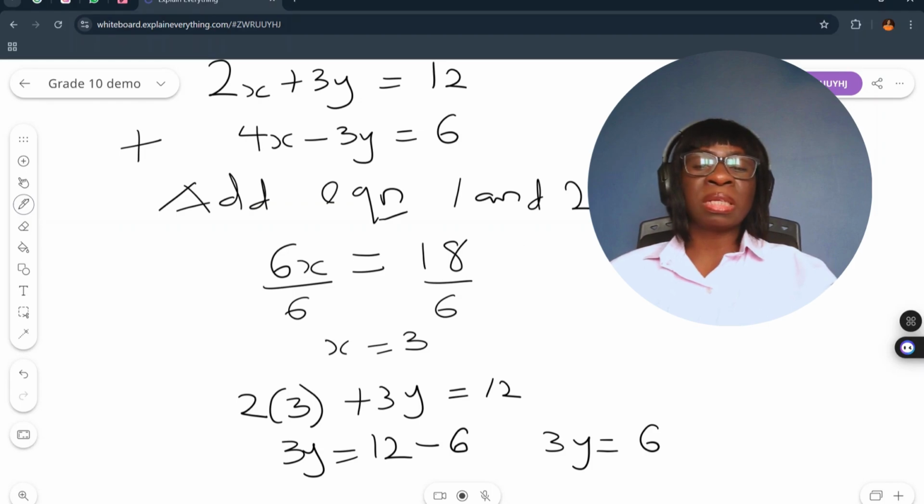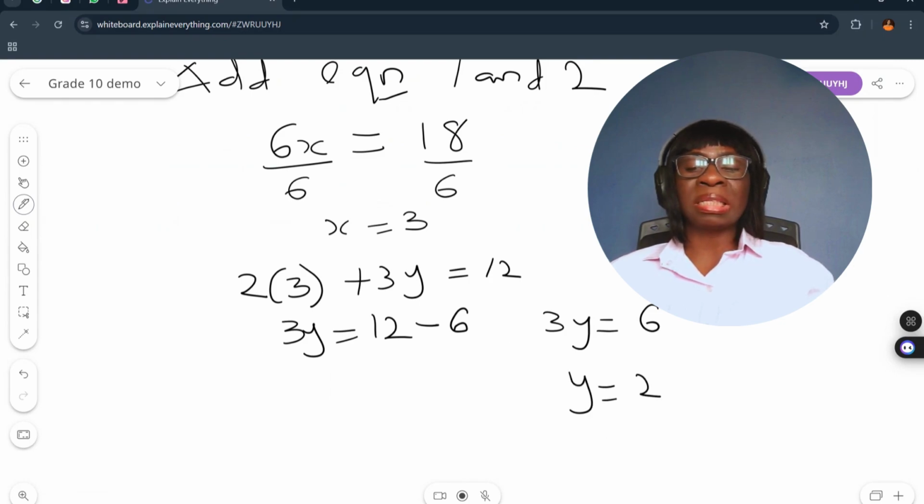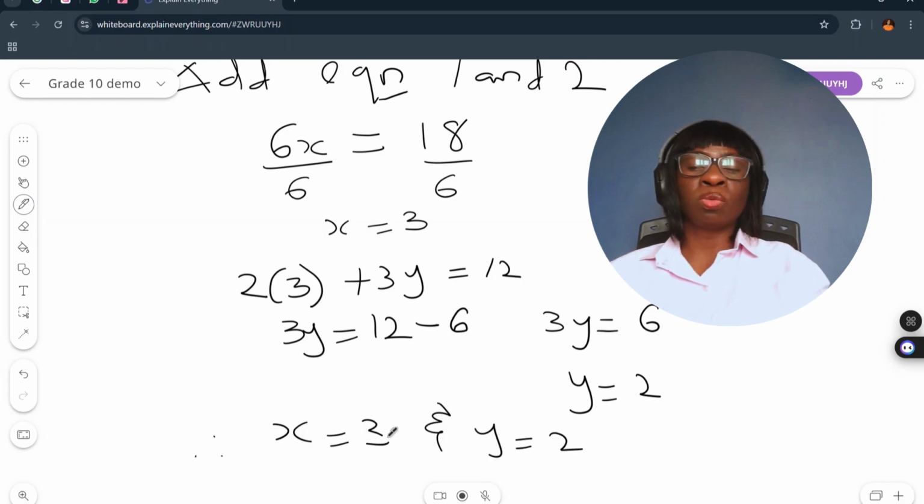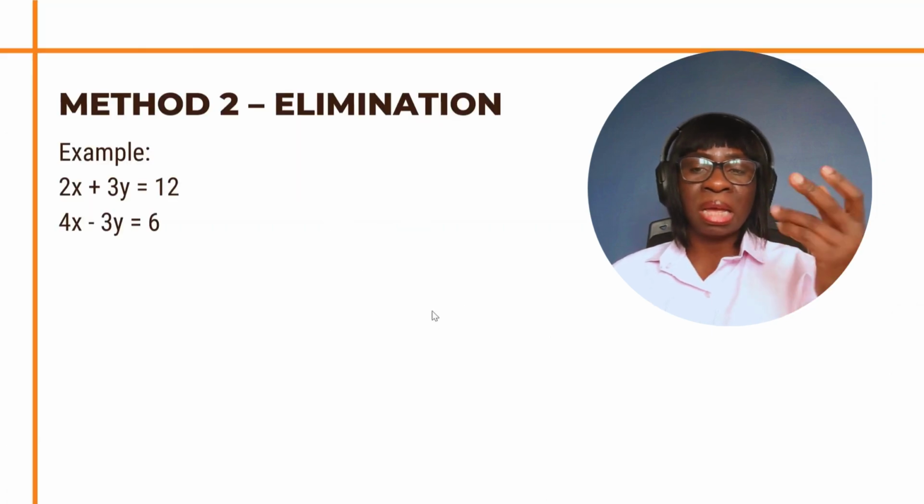Then we divide both sides by 3 so that y equals 2. So for that set of linear equations, x equals 3 and y equals 2. That is the second method for solving a system of linear equations.